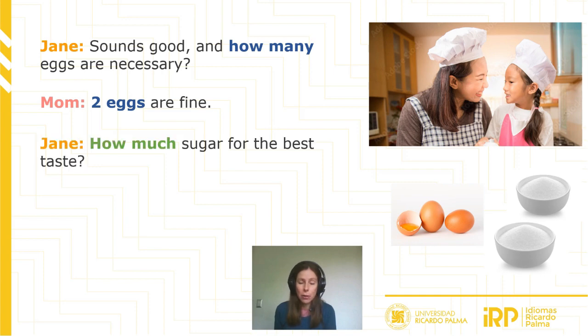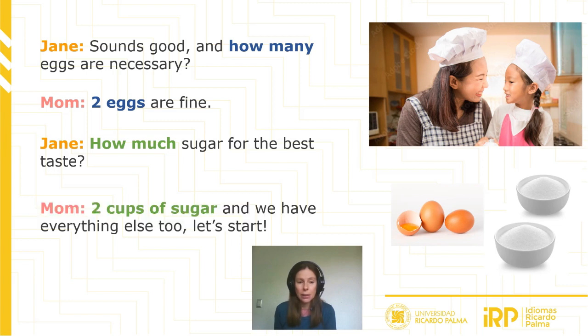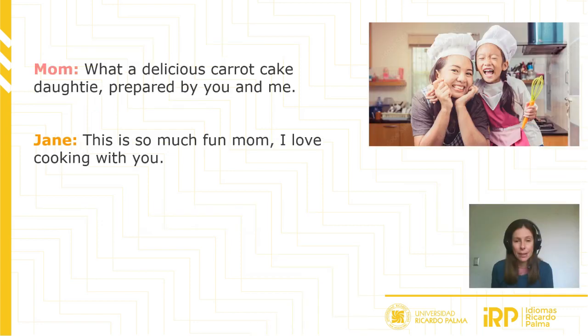"How much sugar for the best taste?" asks Jane. And her mom replies, "2 cups of sugar and we have everything else too. Let's start." So the cake is ready, finally, and the mom says, "What a delicious carrot cake, prepared by you and me." And Jane says, "This is so much fun, Mom. I love cooking with you."